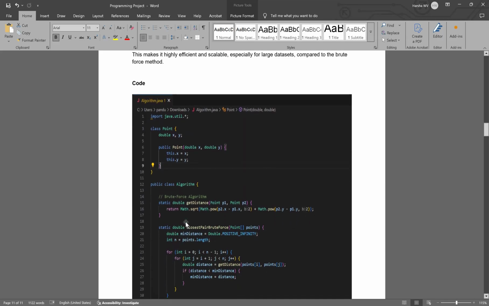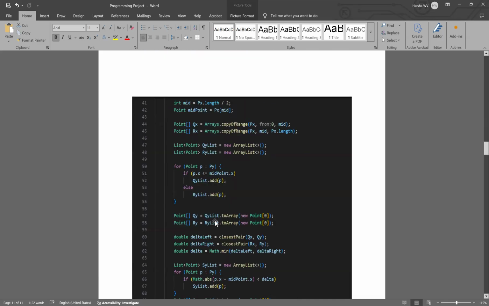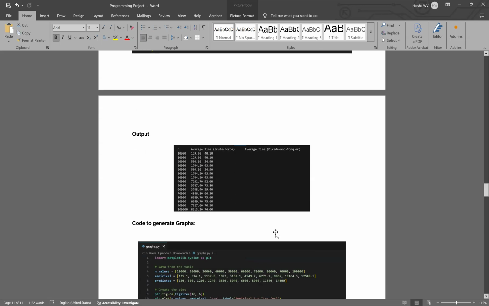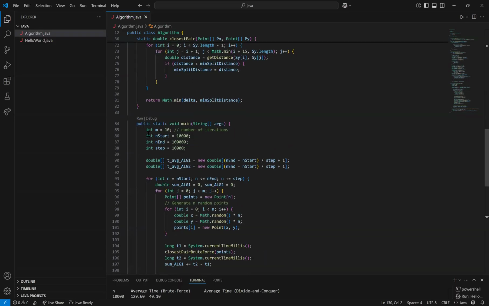So this is the code that I have worked on for this algorithm. I mean, this is the screenshot of the code, and this is the output that has been generated by this algorithm. Now, let's discuss my program. I'm considering 10 iterations over here. My start point will be 10,000. So the first time it's going to consider 10,000 randomly generated points and try to find the closest set of distance between them. And I'm going to end at 1 lakh, and my step will be around 10,000 here.